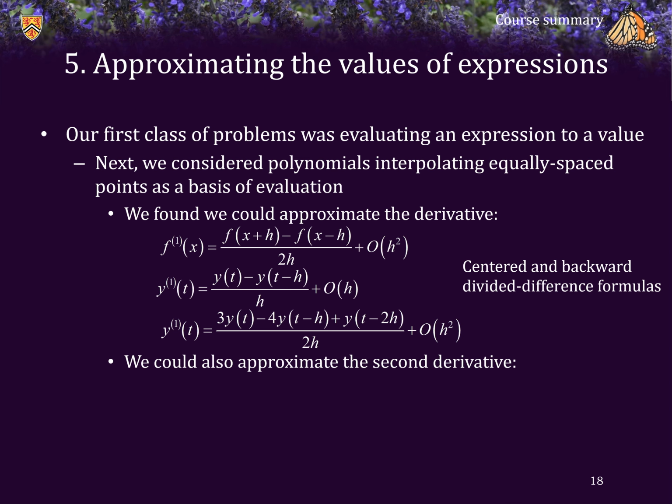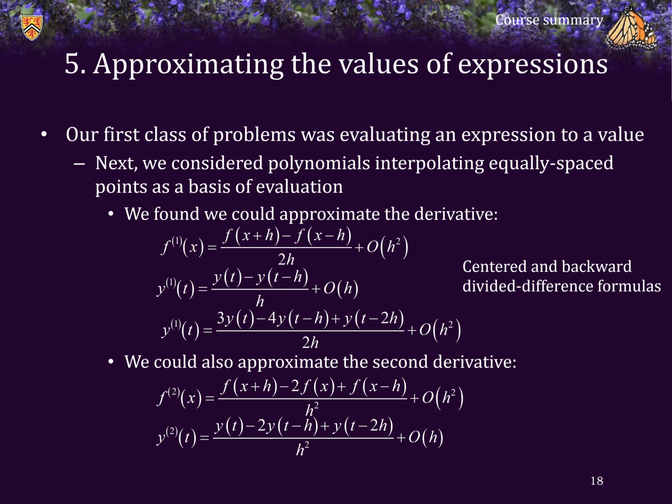We also saw that we could approximate the second derivative. So finding an interpolating quadratic and differentiating twice gave us this approximation, and Taylor series indicated that the error was order h squared. If we use this same formula but shifted, Taylor series indicated that the error dropped from order h squared to order h. So if we wanted an order h squared approximation that used only historical data, we had to use this 4-point approximation.